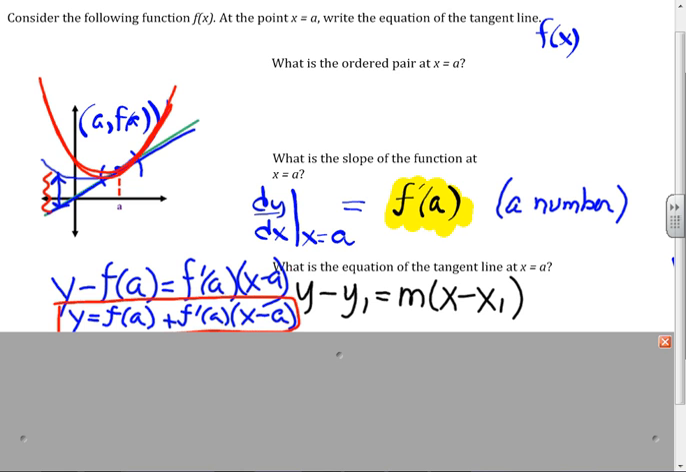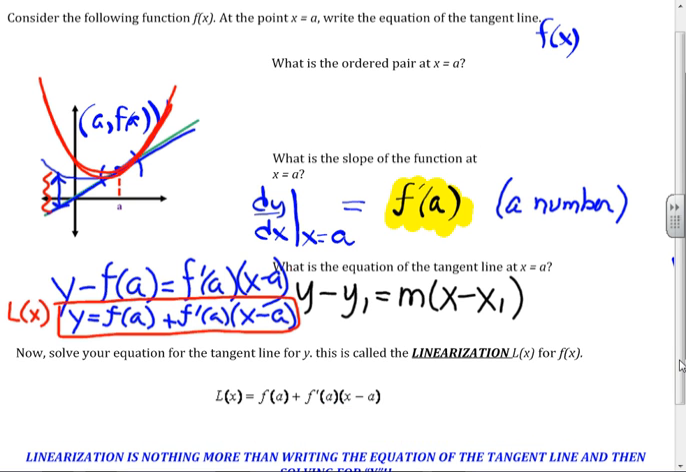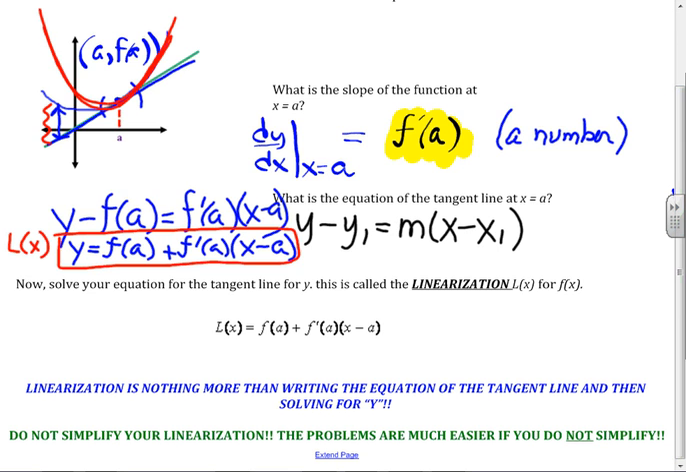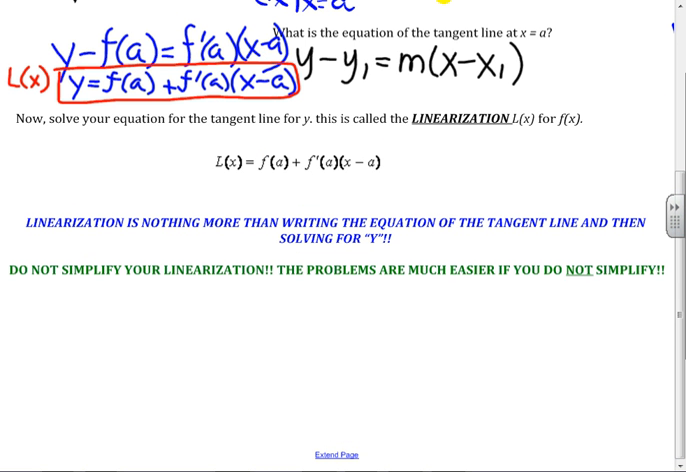So instead of calling it y, they're going to call it L of x. So I don't memorize anything. I write the equation of the line and solve for y every time. And that gives me my approximation. It gives me what they call linearization. It's right here. It's the y value plus the derivative times x minus a.